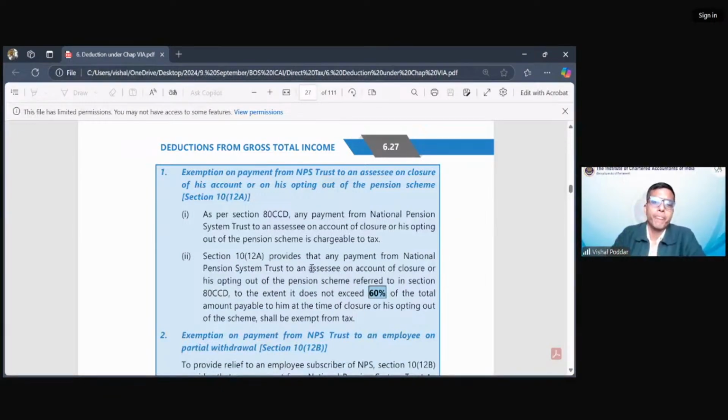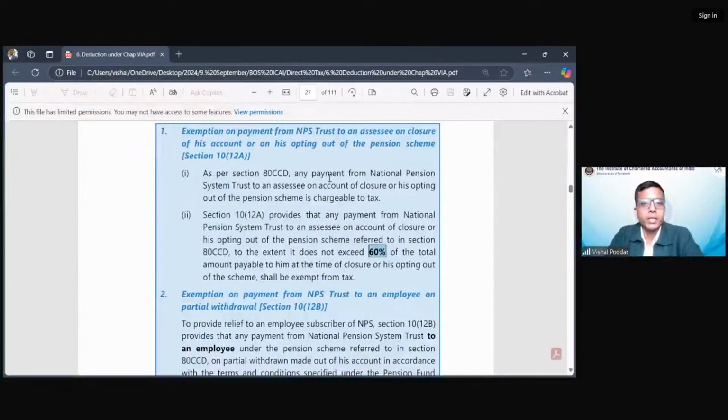Now what will happen? Then it says exemption on payment from NPS trust to an assessee on closure of his account or opting out of the scheme. As per the Act, any payment from NPS to an assessee on account of closure or opting out of the scheme is taxable. So if you are taking this money and you are not depositing it in an annuity plan, then it will be taxable. If you take the money and deposit it in any plan we studied about, nothing is taxable. Now, you have taken the money and you are not depositing it in an annuity plan, so it will be taxable.